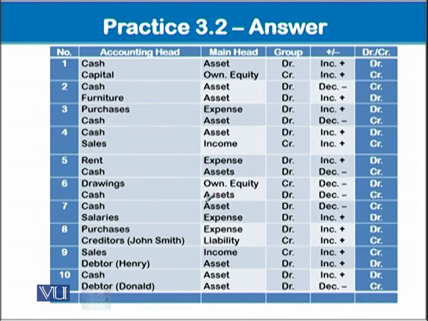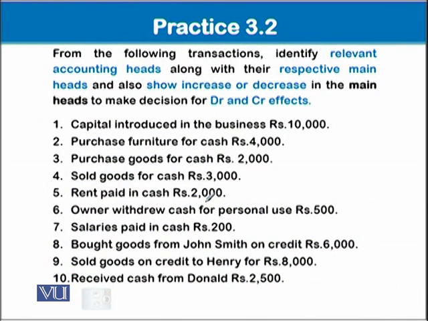Okay, let's see. We have purchased goods. So purchases is one accounting head, which is expense, belongs to debit group and causing increase in expenses, debit. And our creditors, who are the liabilities having credit group, are increasing, therefore should be credited. Well, next comes sold goods on credit.